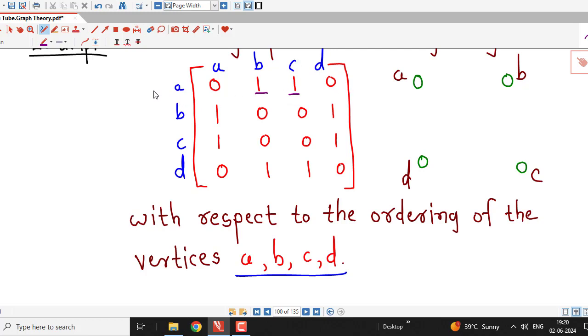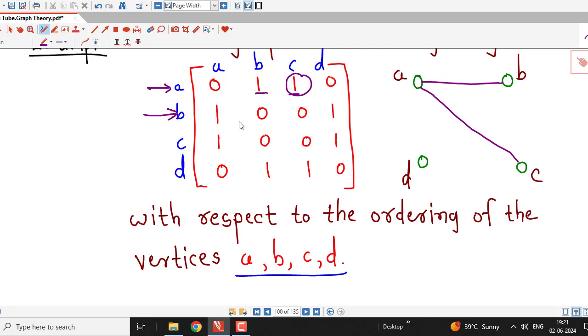So suppose we start with vertex A. There is no edge from A to itself, that is, there is no loop at vertex A. There is an edge from A to B, so I will join A and B. Similarly, this 1 means there is one edge from A to C, so I will join A and C. And 0 means there is no edge from A to D.